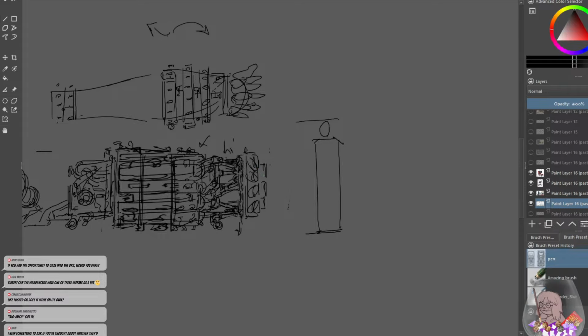Can the war dancer have one of these worms as a pet? Sure. What is this thing's color scheme? I mean, I don't know. I'm still sketching it. I don't think about the colors while I'm doing this. I think about them afterward.